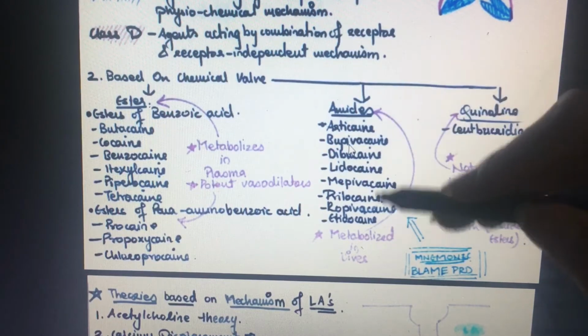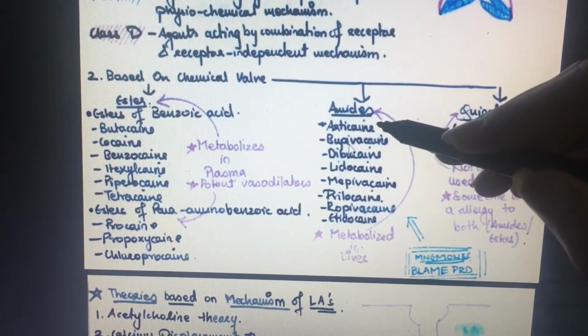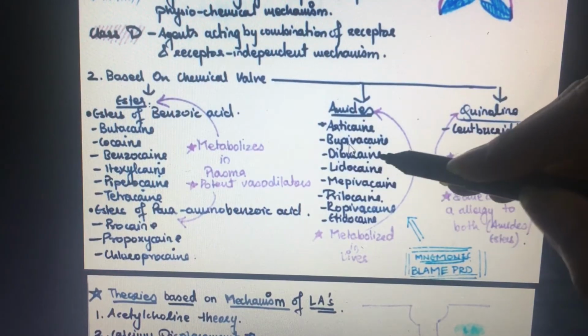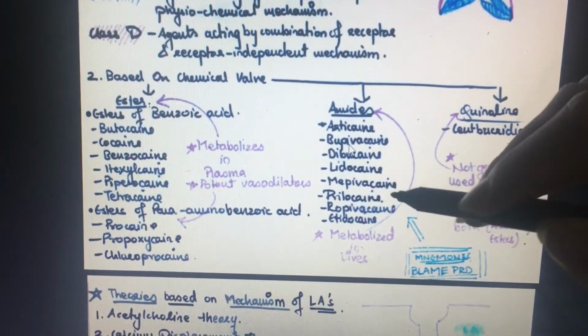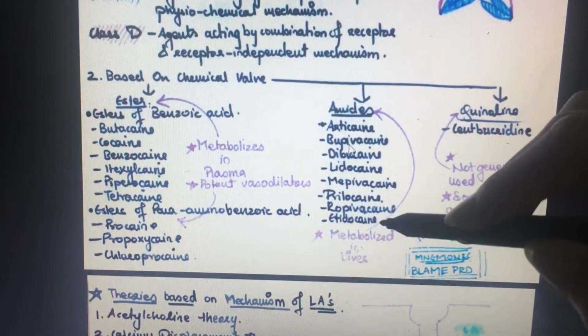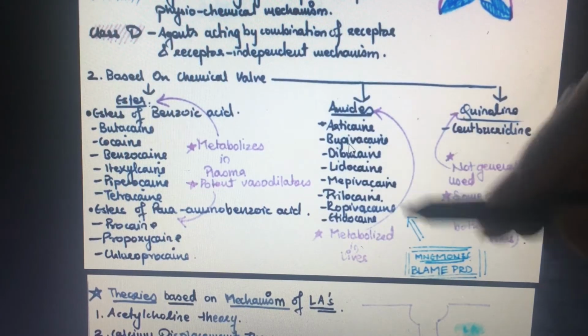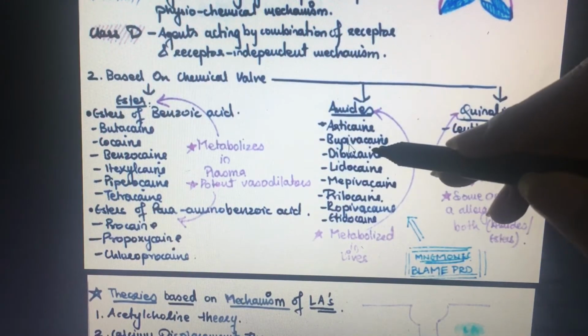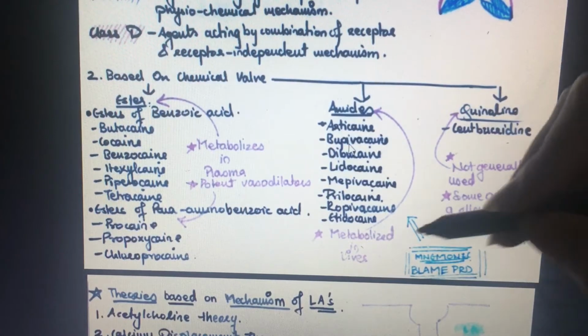Examples for amides are articaine, bupivacaine, dibucaine, lidocaine, mepivacaine, prilocaine, ropivacaine and etidocaine. And there is a mnemonic to memorize this, which is BLAME PRD.